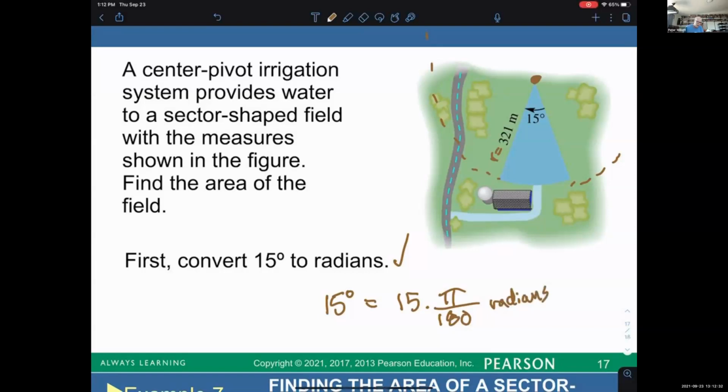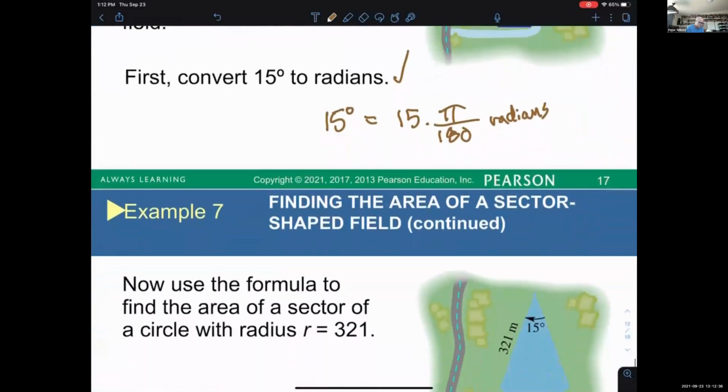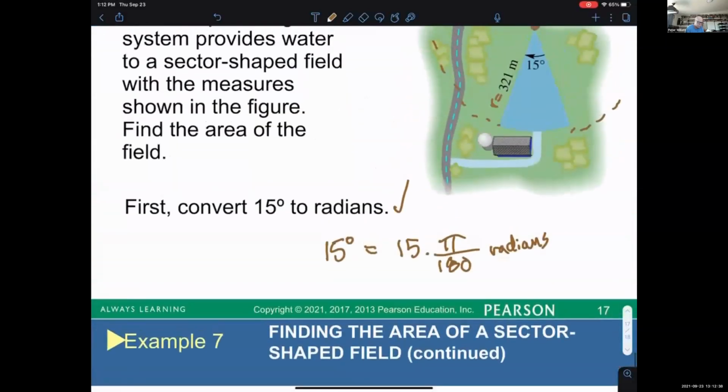And 15 divides evenly into 180. Did they simplify that for us? No. So that would go 12 times. If I cancel, I'm going to get a 12 on the bottom. So this is going to be pi over 12, the measurement in radians for a 15-degree angle.